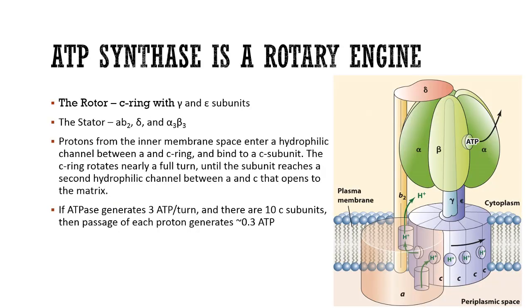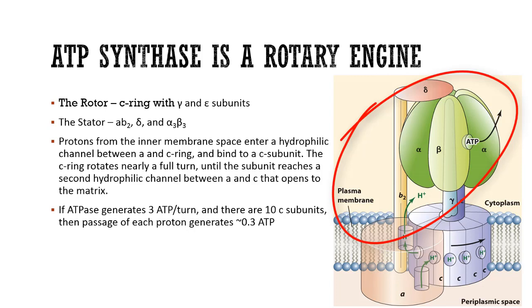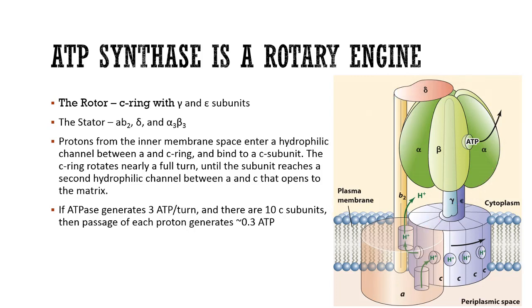The overall mechanism of ATP synthase can be likened to a rotary engine, where the rotor is the C ring in association with the gamma and epsilon subunits, and the stator is the AB2 subunits in association with delta and alpha-beta dimers.